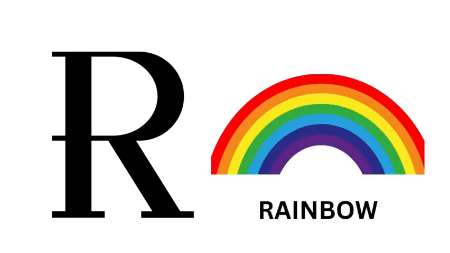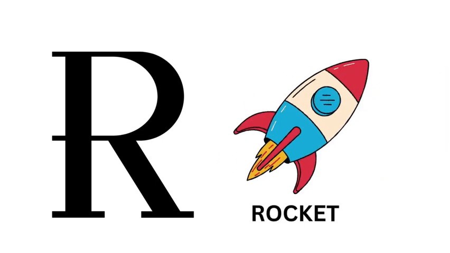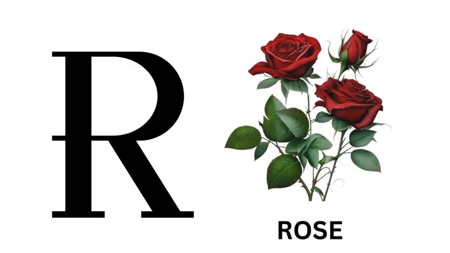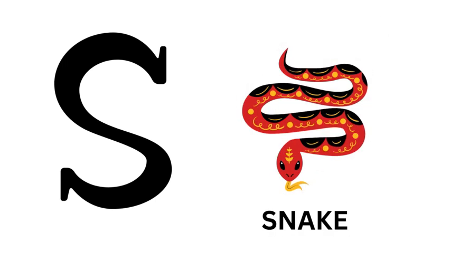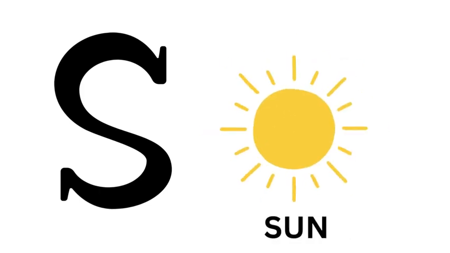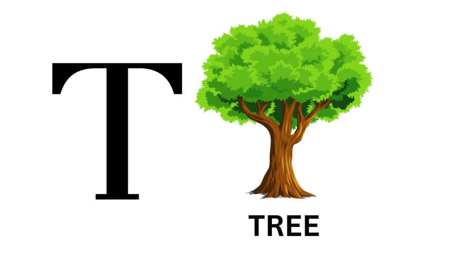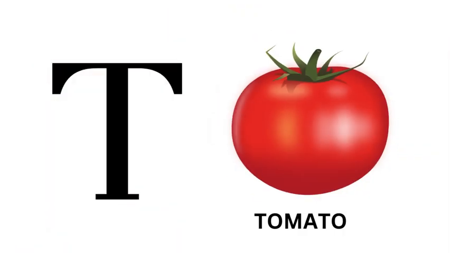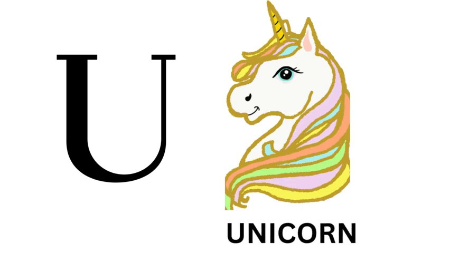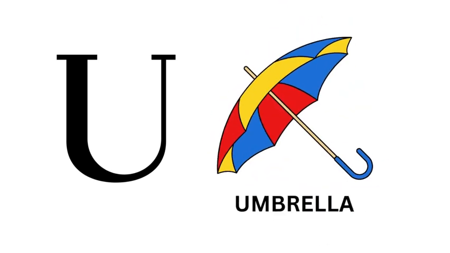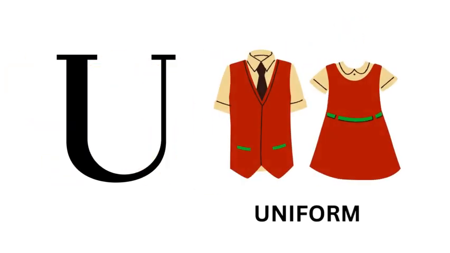R for rainbow. R for rocket. R for rose. S for spoon. S for snake. S for sun. T for tree. T for tomato. T for train. U for unicorn. U for umbrella. U for uniform.